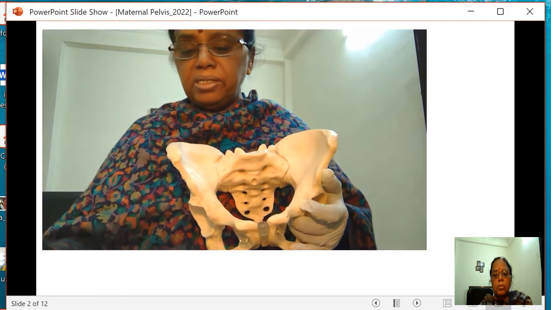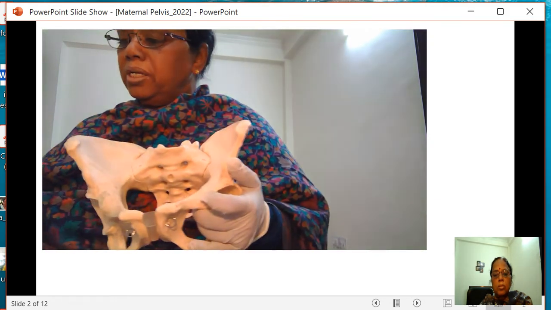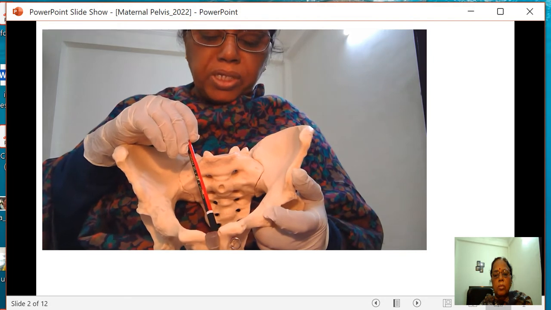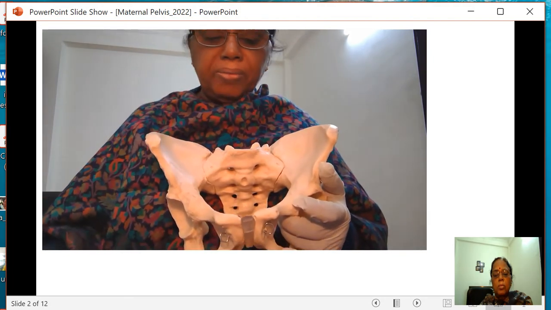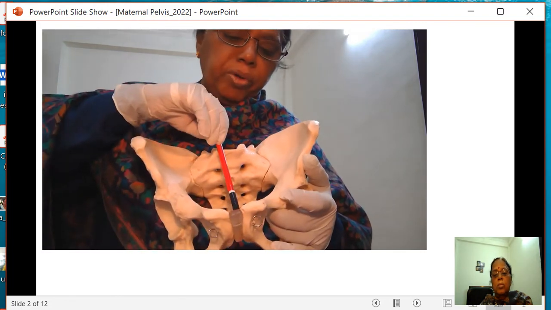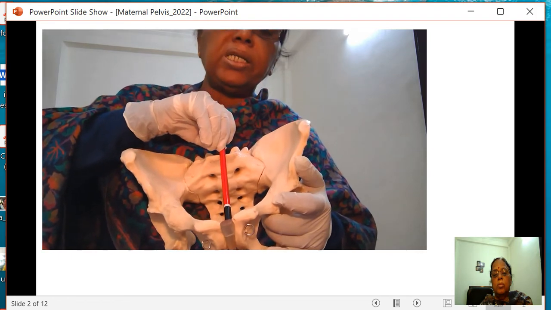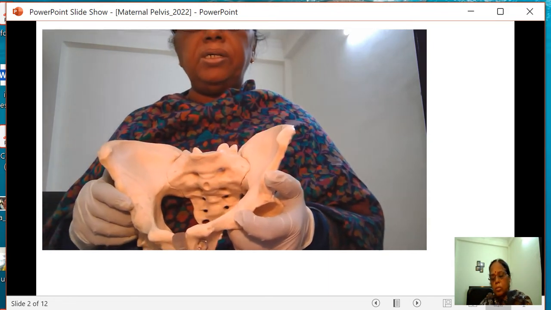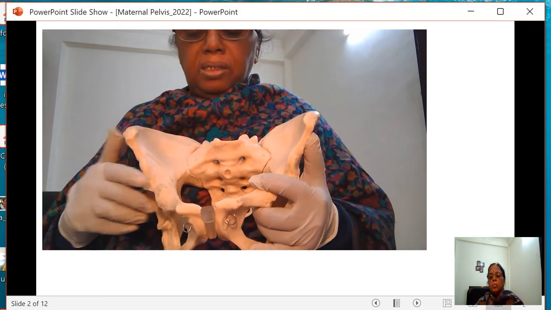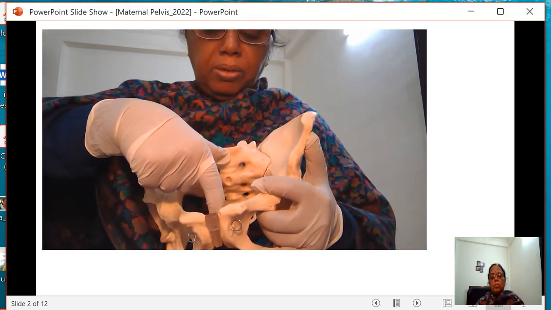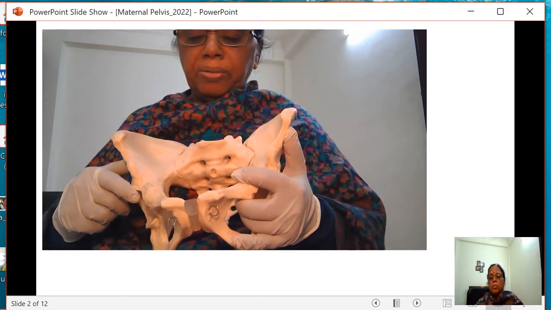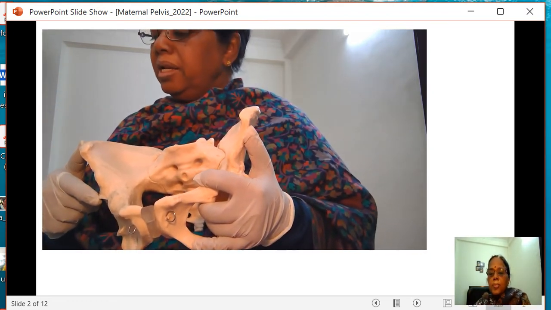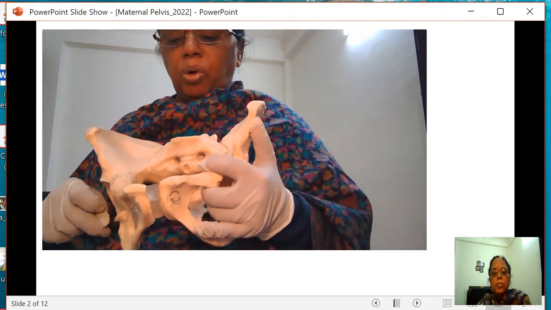The next diameter is the obstetric conjugate. This was the true conjugate. The obstetric conjugate is from the posterior surface of the pubic symphysis in front to the same point posteriorly, the center of the sacral promontory. This is one of the most important diameters, the reason being that it is the narrowest diameter of the pelvis and is very important in the process of delivery of the fetus. It is 10 centimeters in length and is the shortest diameter of the pelvis.